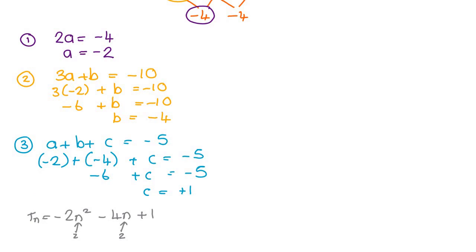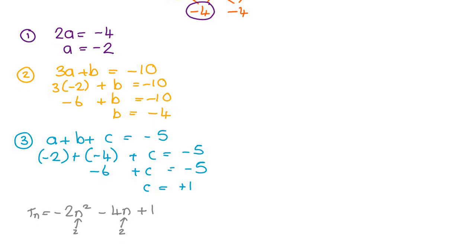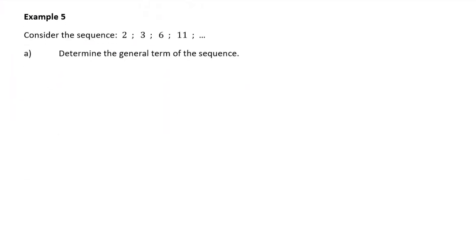Now I went and checked mine on my calculator and I did get -15, and so I know I'm right, which is quite nice. Okay, let's have a look at our last example. Consider the sequence 2, 3, 6, 11. Determine the general term of the sequence.